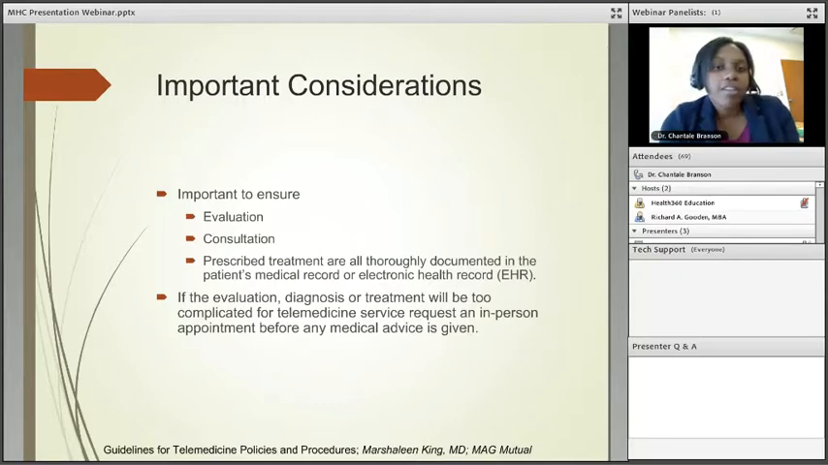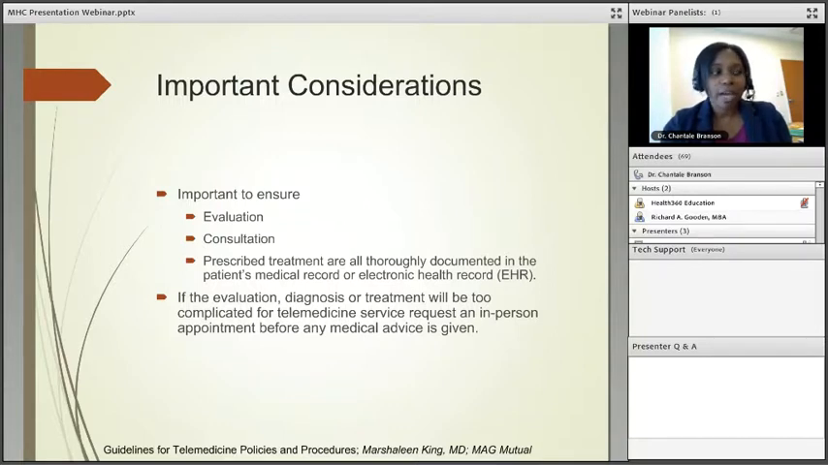And then just a few important considerations, important to ensure that you're able to do a proper evaluation, as stated before, understanding your patient population and the person that might be adequate for the type of evaluation or visit that you will be performing via telemedicine or telehealth. Consultation and then prescribed treatment are all thoroughly documented in the patient's medical record and electronic health record. So just making sure that you document it just like you would a normal in-person visit.